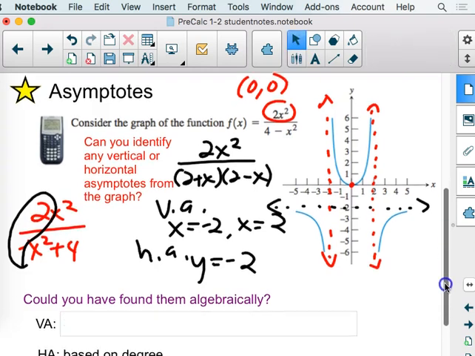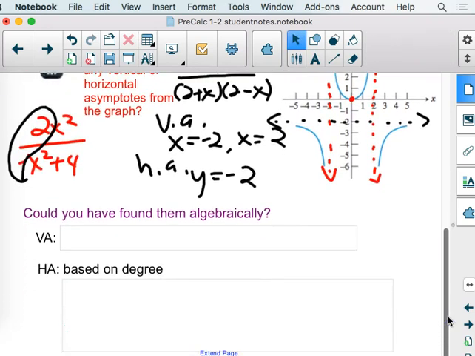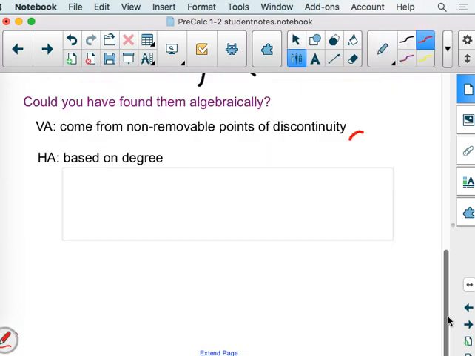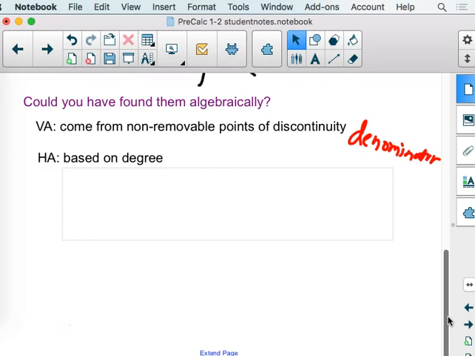So now, could we have found these algebraically? Well, I already did. And yes, you guys could too. You're used to looking, hey, it's division. I can't divide by 0. What would make me divide by 0? Boom, those are your vertical asymptotes. Unless they cancel on the top, then you know that they're going to be holes.